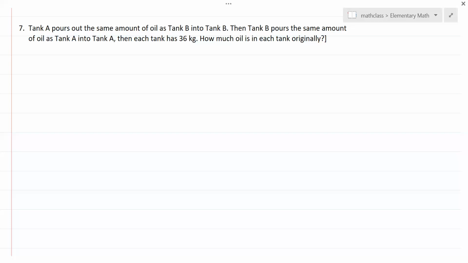All right, let's do this problem. Tank A pours the same amount of oil as tank B has into tank B. Then tank B pours the same amount of oil as tank A has into tank A. So what is left in tank A, you just look at. Then each tank has 36 kilograms of oil. We want to know the original amount of oil in each tank.